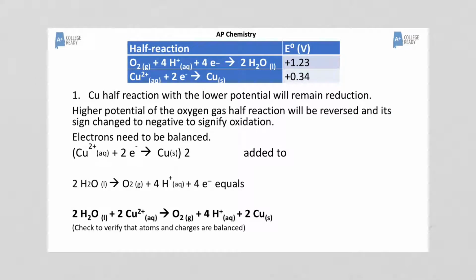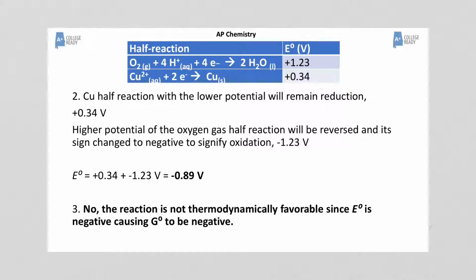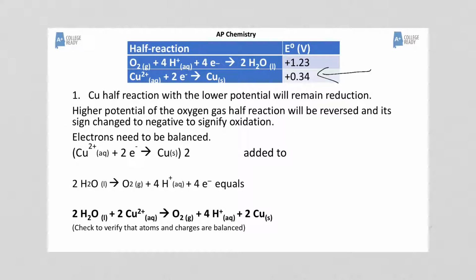So if this is electrolysis, the lower reduction potential will stay reduction. That means we're going to leave this just like it is. And we're going to take this higher potential and reverse it and its sign. I've actually done 1 and 2 out of order, but you'll have that same information. So this is staying reduction. We've reversed this to be negative. Once we add those two together, we do get the expected negative cell potential, and it is negative 8.89 volts.